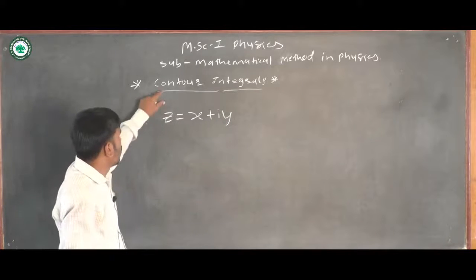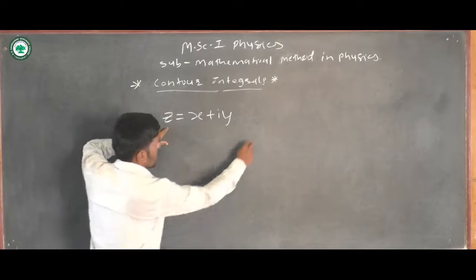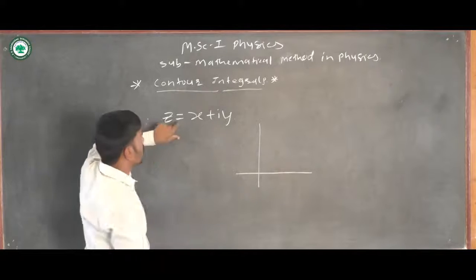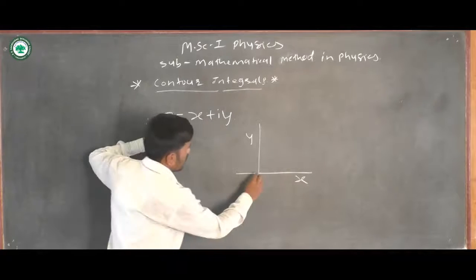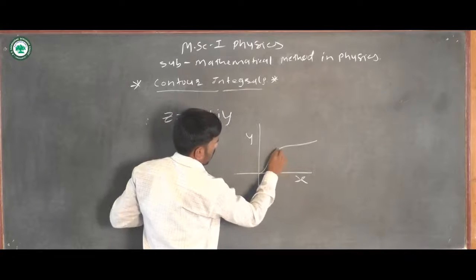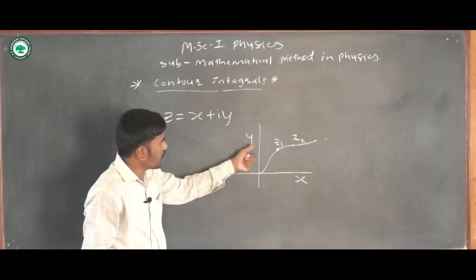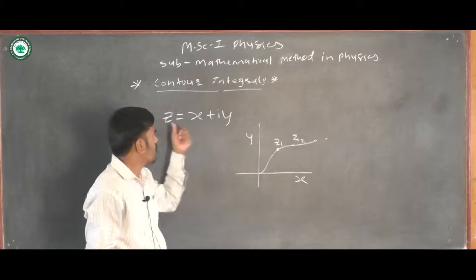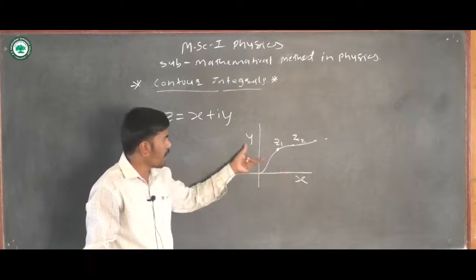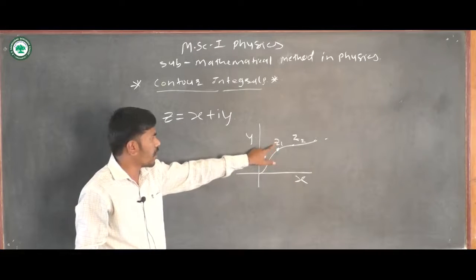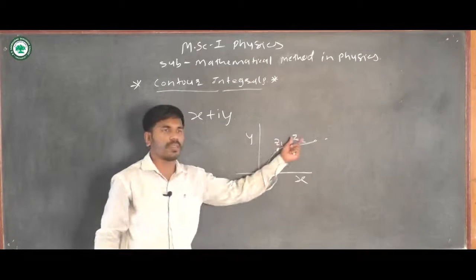For the contour integral, if we represent the z function on a graph, there are two variables, x and y. The points are z1, z2, and so on. The point z1 varies according to x and y, because z is a function of x and y. So when the two variables vary, z varies, and the function varies corresponding to z1, z2, and so on.